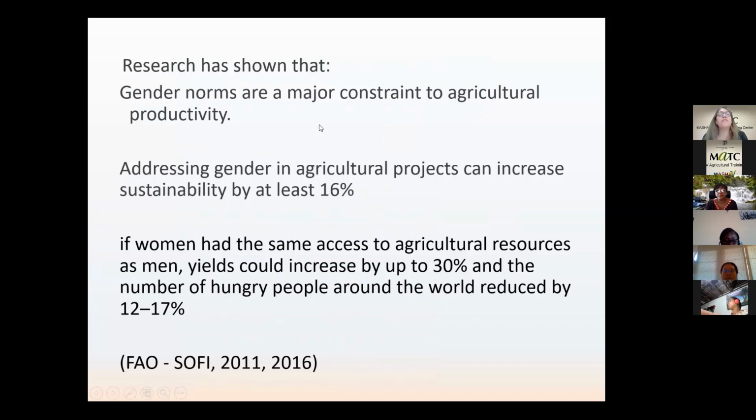Further, research has shown that gender norms are a major constraint to agricultural productivity. Addressing gender in agricultural projects can increase sustainability by at least 16%. And we know that if women had the same access to agricultural resources as men, yields could increase by up to 30%, and the number of hungry people around the world reduced 12 to 17%.